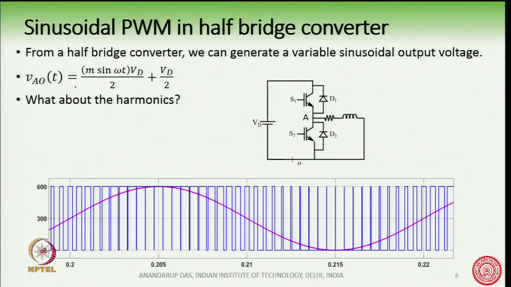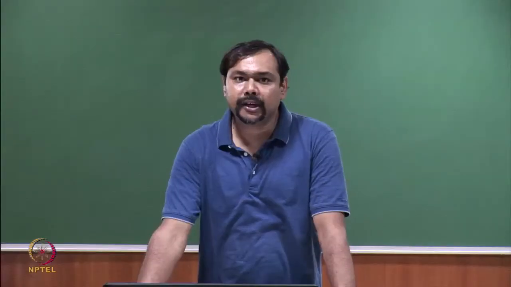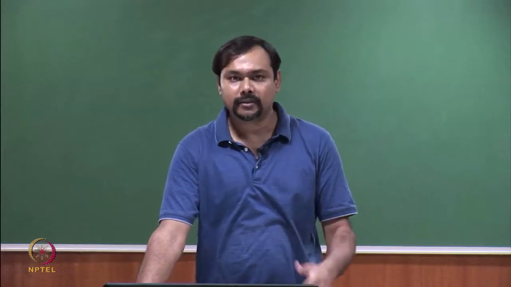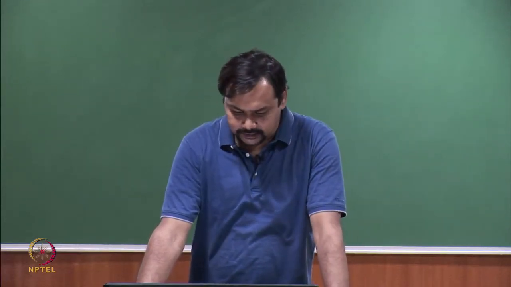VAO(t), that is the pole voltage produced, is m sin omega t into Vd by 2 plus Vd by 2. This is the voltage produced from the half bridge, but there are some higher harmonics apart from this. This happens due to switching action, and we will try to see what these harmonics are, where they are present, like that.